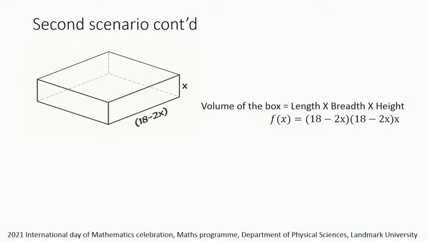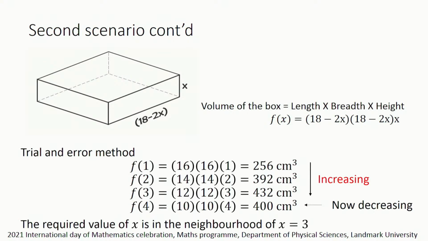If that is agreed upon, then I can use the method of trial and error. I have a function, f of x, and it's a polynomial of degree 3. I can now substitute f of 1. I get the volume to be 256 centimeters cubed. I try again. If x is 2, I have 392. You can see the number is increasing. Then I tried f of 3, and I have 432. Then I go to x is 4, and I have 400.